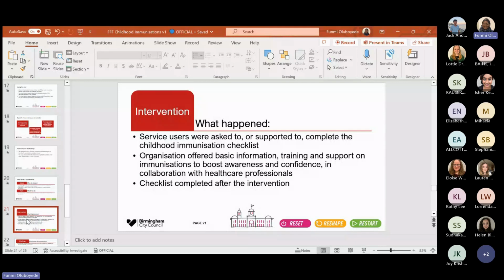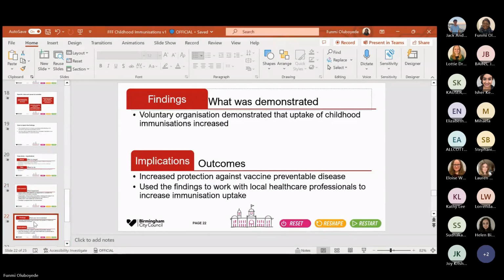So the intervention is that the service users are asked or supported to complete the childhood immunisation checklist. The organisation offers basic information, training and support on immunisation to boost awareness and confidence, in collaboration with healthcare professionals. And the checklist is completed after the intervention. So findings would be that the voluntary organisation demonstrates that uptake of childhood immunisation has increased via this intervention, and the increased protection against vaccine-preventable diseases has been achieved, and they use the findings to work with local healthcare professionals to increase immunisation uptake in the required population.